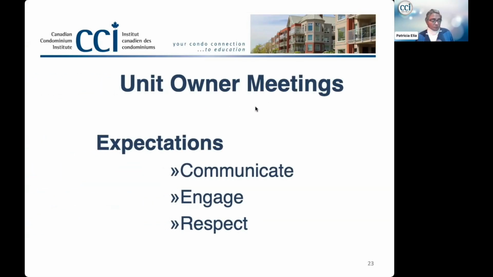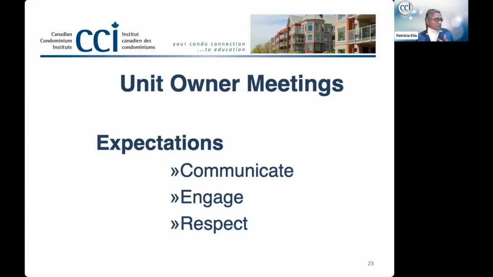So with unit owner meetings, the expectations should be to communicate, engage, and respect everybody in the room. And often the chair, and Ashley, Sonja, myself, we often are asked to chair these kinds of meetings. The chair sets the tone for these meetings, and they have a very specific role. One of the other expectations is that the meeting should be objective. People should feel, no matter which side of the coin you're on of the issues, that the chair has handled the meeting fairly and in a reasonable manner.